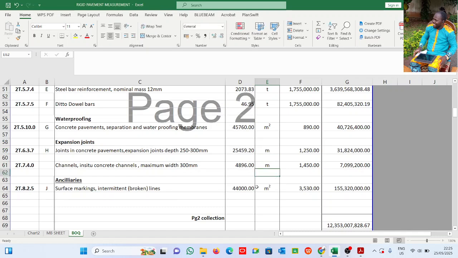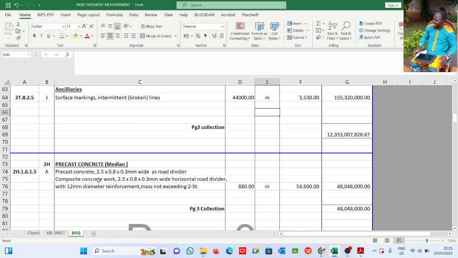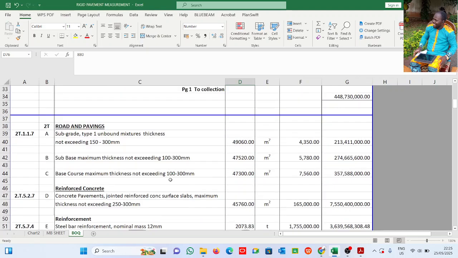All right. Then we have the ancillaries, which is the road markings. Road markings in square meter? Is that possible? No, sir. Road marking is a linear item. It cannot be in square meter. Then we have the precast concrete, which is a number item. All right, so this is how you prepare.